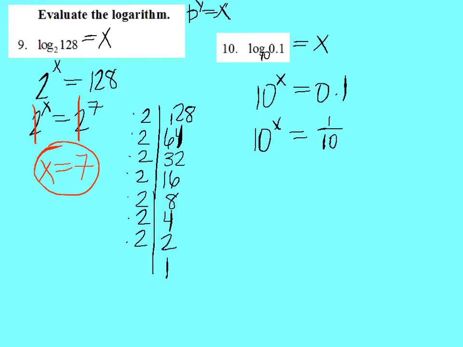And you should realize that if x was 1, then 10 to the power of 1 is 10. And that's too much. If we go down to 0, 10 to the power of 0, that's 1. And that's still too much. So we know it has to be less than 0. So the type of exponent that makes your number flip into a fraction is a negative exponent. So here x is equal to -1.